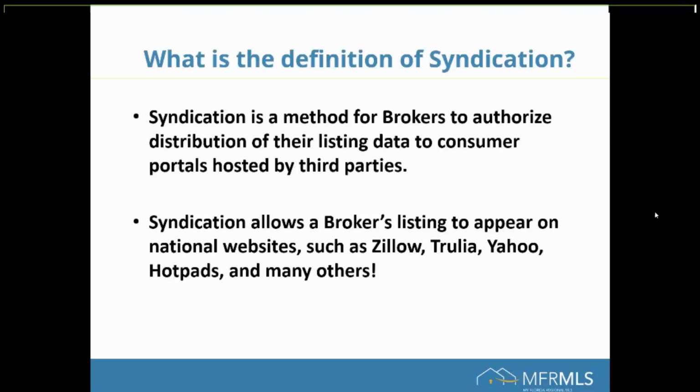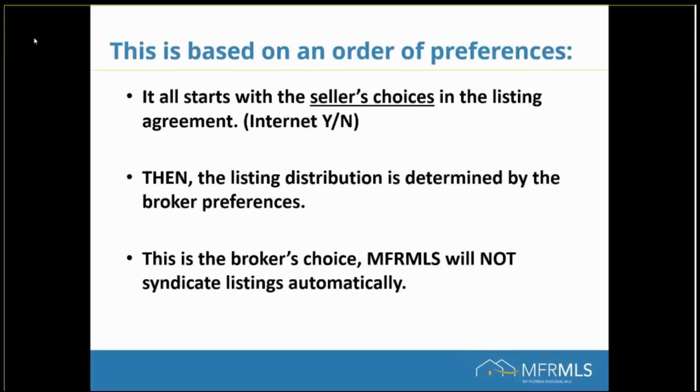Syndication is a method for brokers to authorize distribution of their listing data to consumer portals hosted by third parties. Syndication allows a broker's listings to appear on national websites such as Zillow, Trulia, Yahoo, HotPads, and many, many others. Now, this is all based on the seller's choices for the listing and the listing agreement.